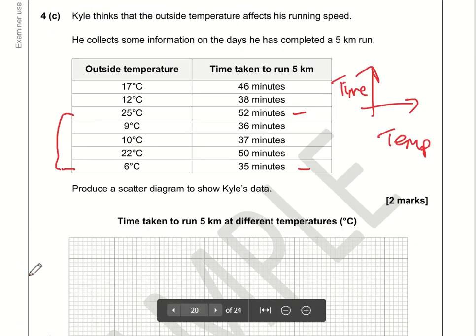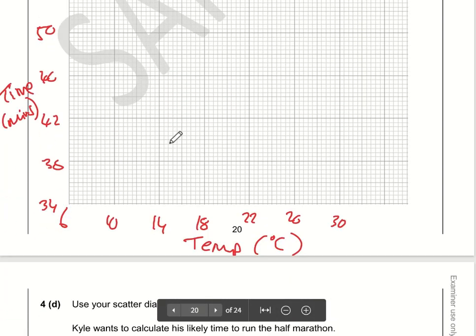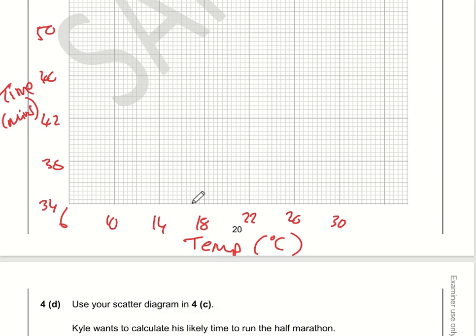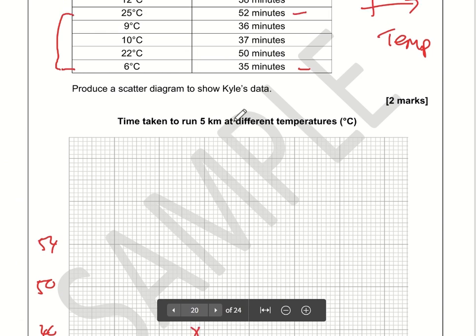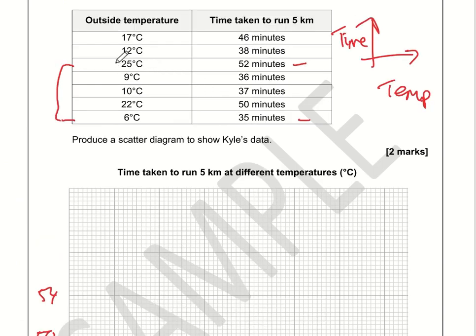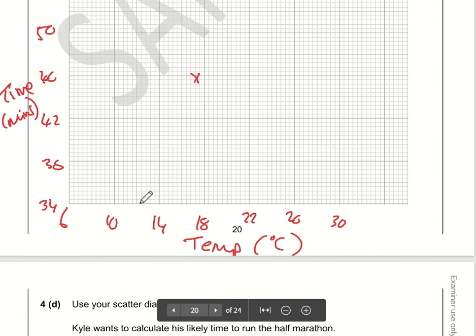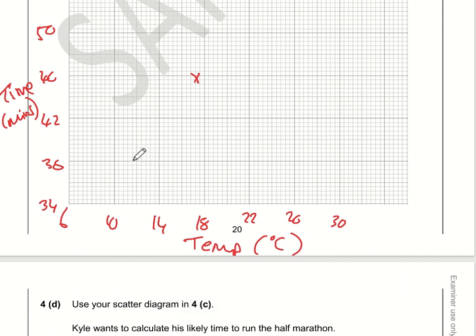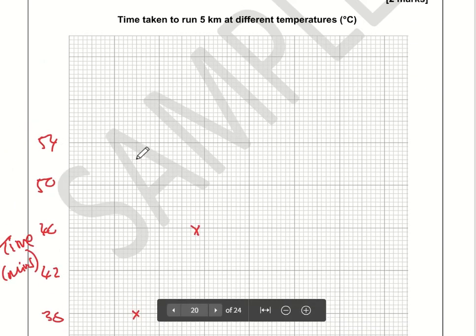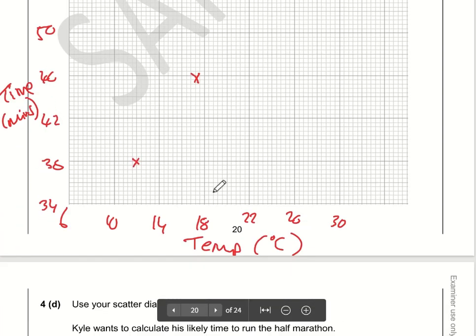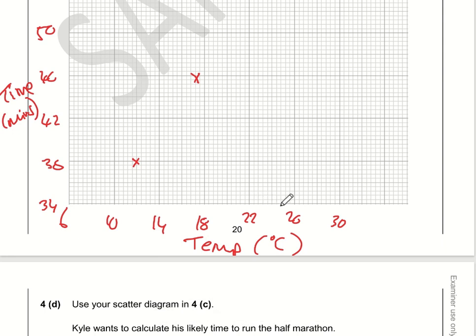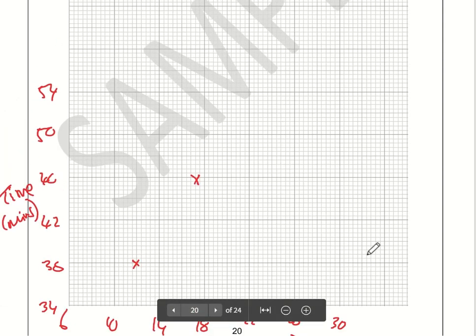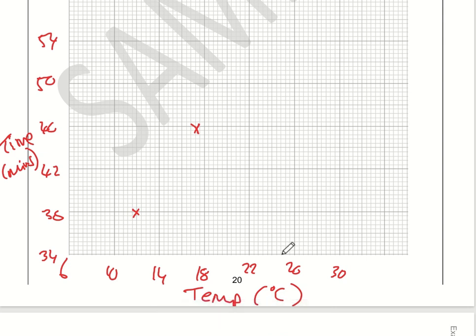Okay, right, let's just plot the points. So we've got 17, 46, 14, 16, 17, 46. I probably should be really accurate, but that could take forever, so I'll just do a bit of a rush job on this. So 12, 38, there's 12, and there is 38, right there, that's pretty good. 25, 52, 20, 24, 25, so it's halfway between 24 and 26, and we want 52, which is about here.